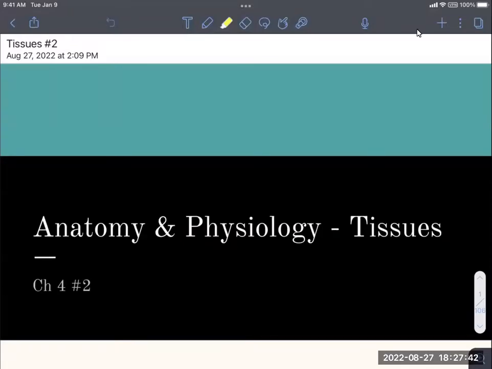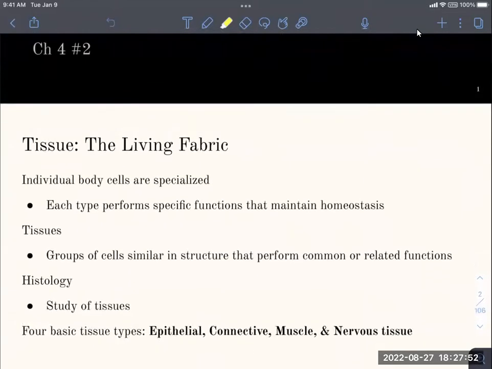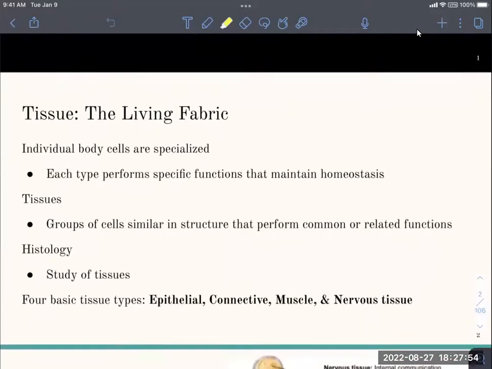Hello. Today we're going to look at Chapter 4 and look at the different kinds of tissues found in the body today. So what are tissues? Tissues are individualized cells in the body. They're very specialized. Different kinds of tissues have different jobs depending on where they're located. And every type of tissue's main job is to maintain homeostasis. If we cannot maintain homeostasis, then that's where, as we've learned in the past, problems occur.